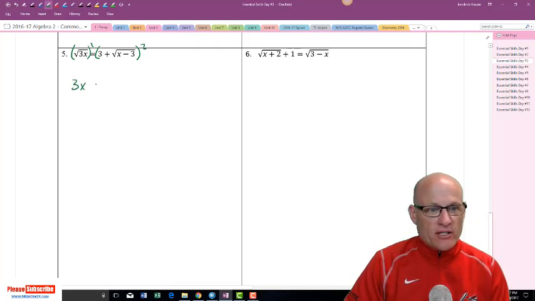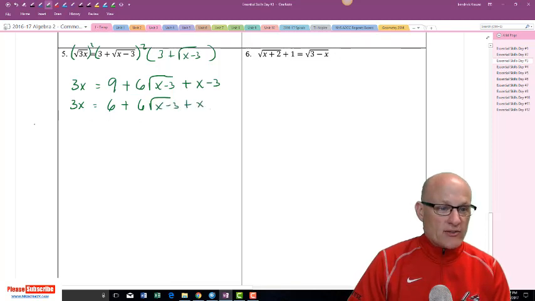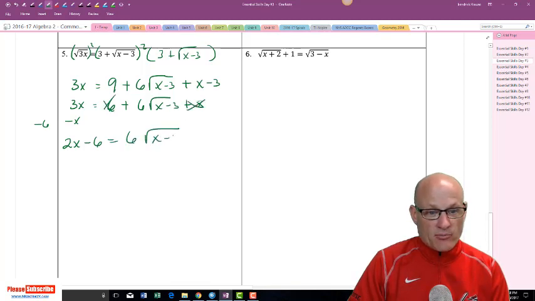So we get 3x equals, now this we're going to have to write twice, 3 plus the square root of x minus 3. So this becomes 9 plus 6 square roots of x minus 3, and that's the interesting part right there, plus x minus 3. Let's clean up that side. So I get 3x equals 6 plus 6 square roots of x minus 3 plus x. So I'll subtract the 6 over, subtract the x over. So I get 2x minus 6 equals 6 square roots of x minus 3.